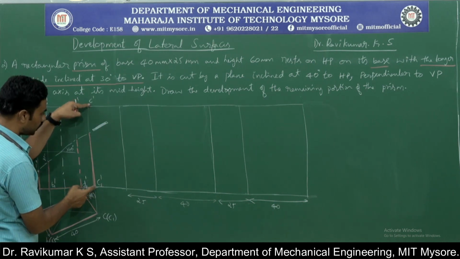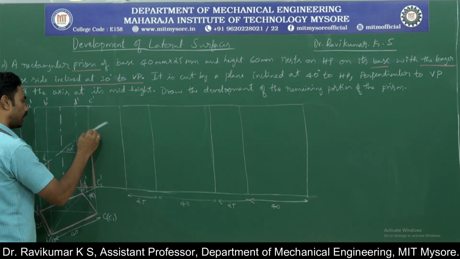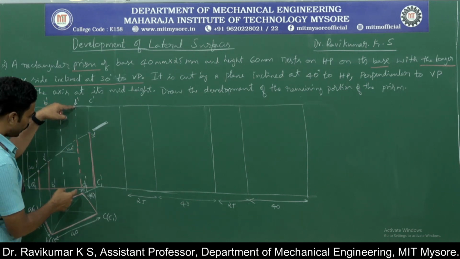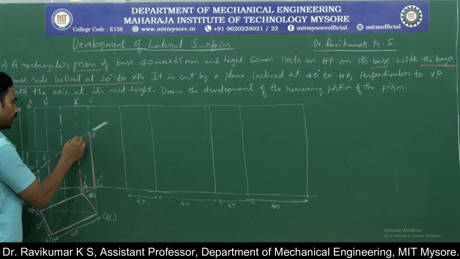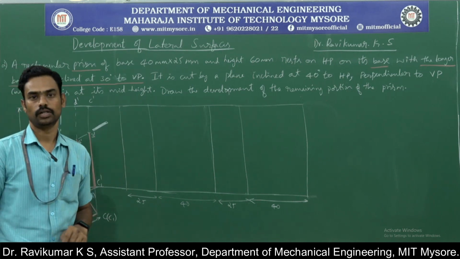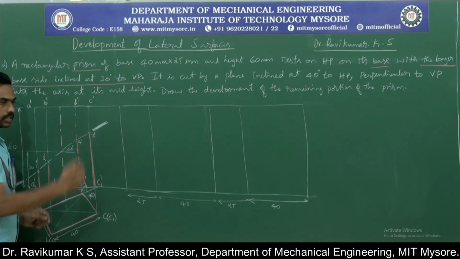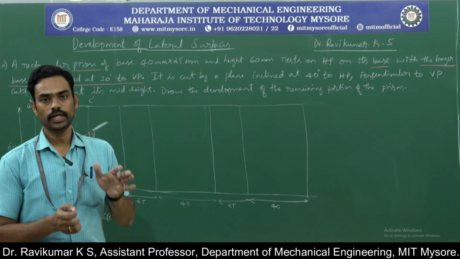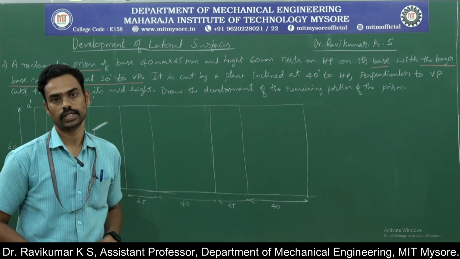Similarly, the edge C-C1 is cut by the section plane at this particular point. I will call it 3 dash. And the lateral edge D-D1 is cut by the section plane at this point. I will call this 4 dash. Okay, so 1 dash, 2 dash, 3 dash, 4 dash are the points where the section plane cuts the corresponding edges A-A1, B-B1, C-C1 and D-D1.